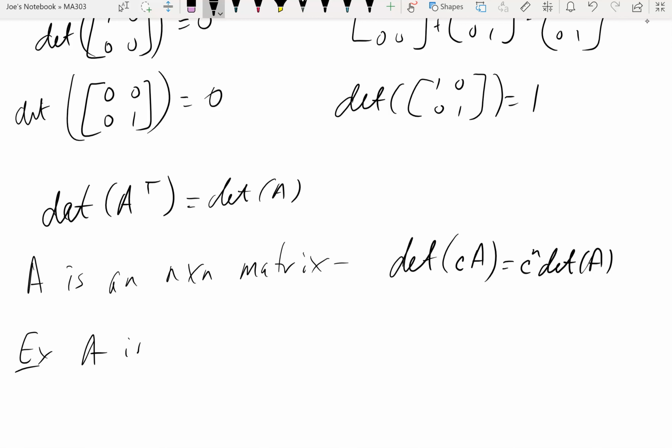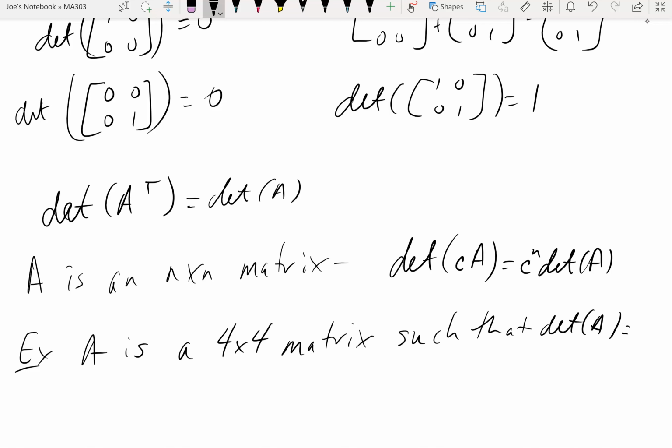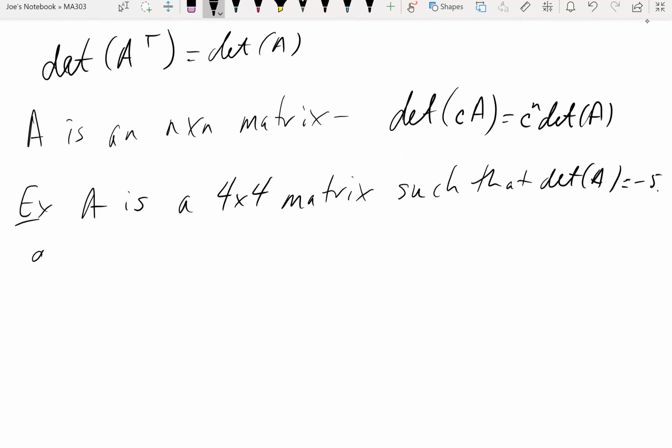Let's say that A is a 4 by 4 matrix such that the determinant of A is -5. Let's say I ask you, what's the determinant of A transpose? What would you tell me? Okay, -5. What if I asked you for the determinant of A inverse?